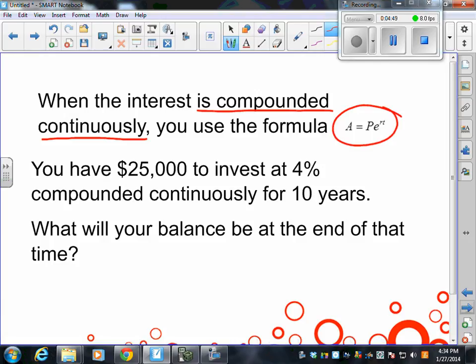So I have $25,000 that's going to be invested at 4% for 10 years, compounded continuously. So my formula becomes 25,000 e to the my rate, which would be 0.04, times my time, which would be 10. And now I'll put that into the calculator.